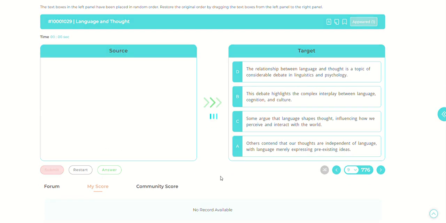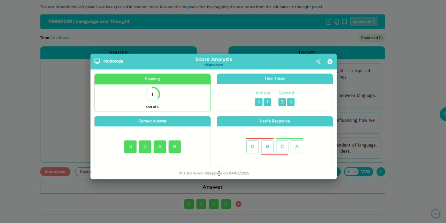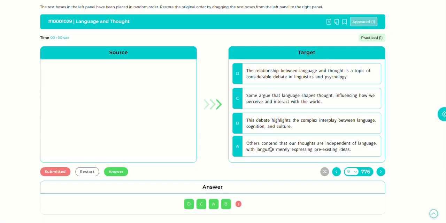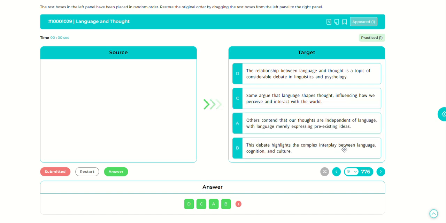Let's see. Oops, no. Why? Let's see the order. Okay, "This debate highlights..." Yes, it is right. I was wrong because this debate is the final one. Because the relationship, some argue that, others contend that, then this debate highlights the complex interplay. Yes, that's correct. Okay, let's try another one.